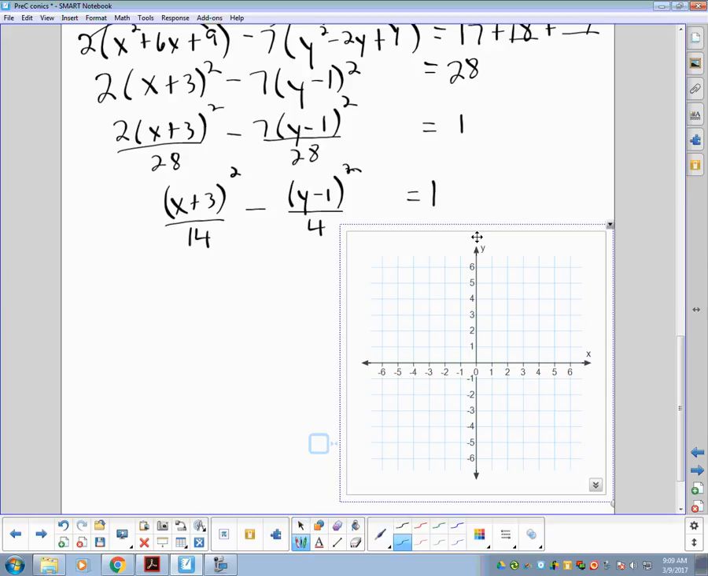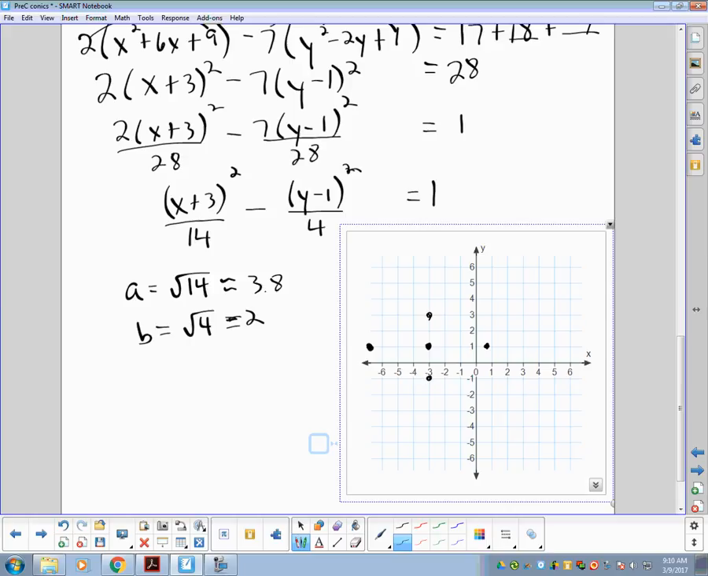So in this case, a is equal to the square root of 14, which is about a little less than 4, right? So 3.8-ish. What's that? 3.7? Okay. So the center is at negative 3, 1. So 3 left and 1 up is my center. I'm going to go about 1, 2, 3, 4, about 4 units in each direction parallel to the x. b is equal to the square root of 4, which is 2. I'm going to go 2 up and 2 down.